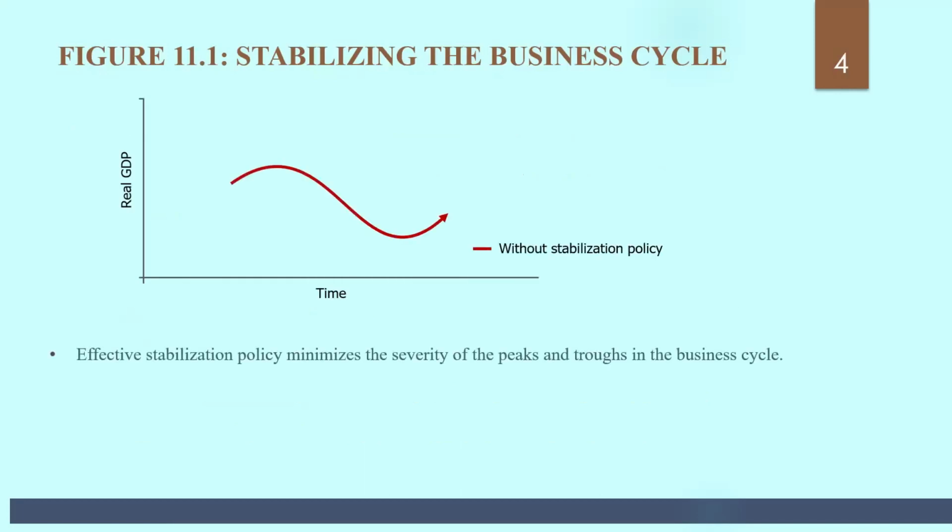So effective stabilization policy minimizes the severity of the peaks and troughs in business cycles. So it would balance out over time anyway, but intervention policy by the government balances it out quicker, which saves a lot of job loss, so it makes it less bad than it would be. So the government can come in to make the economy recover quicker. So that's why government intervention is needed to make the economy recover quicker than if the government wasn't there.